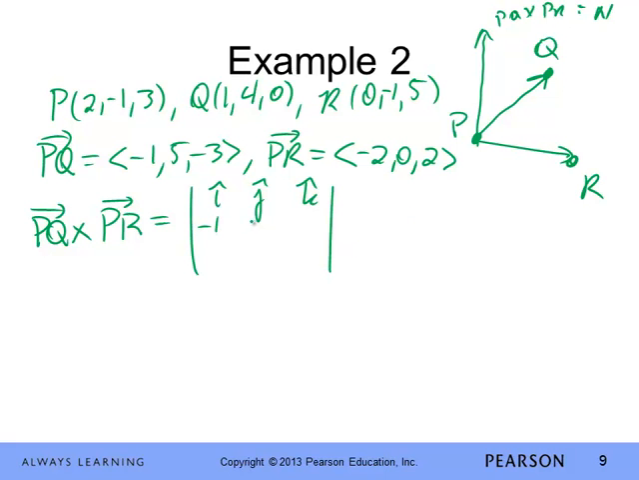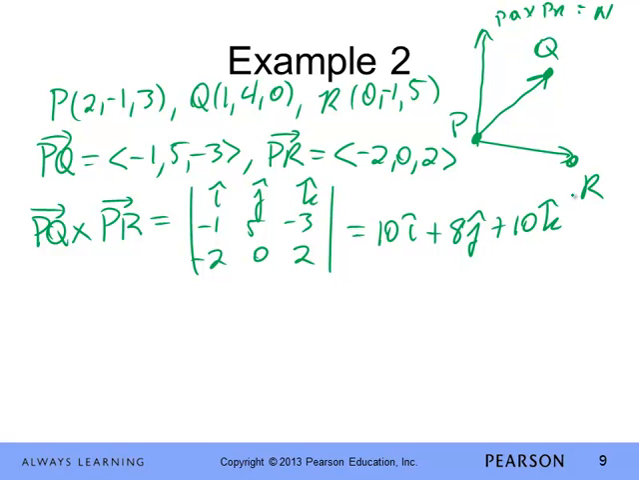So we have negative 1, 5, negative 3, negative 2, 0, 2. Now for I hat, we got 10 minus 0, so we have 10 I hat minus, and then for J hat, we got what? Negative 2 minus 6 is negative 8, so minus negative 8 is plus 8 J hat. And then for K hat, we got 0 minus negative 10, so we have plus 10 K hat.